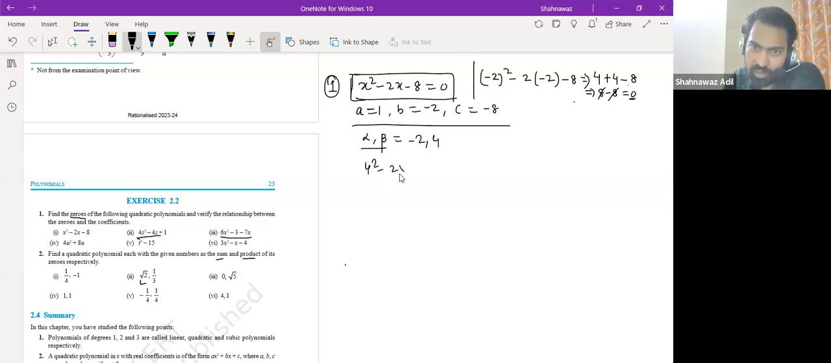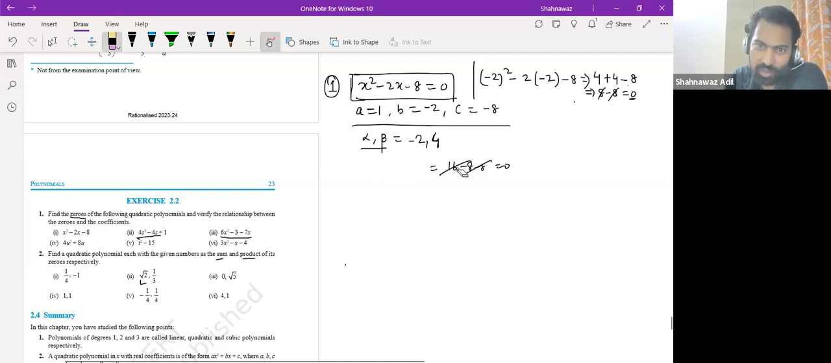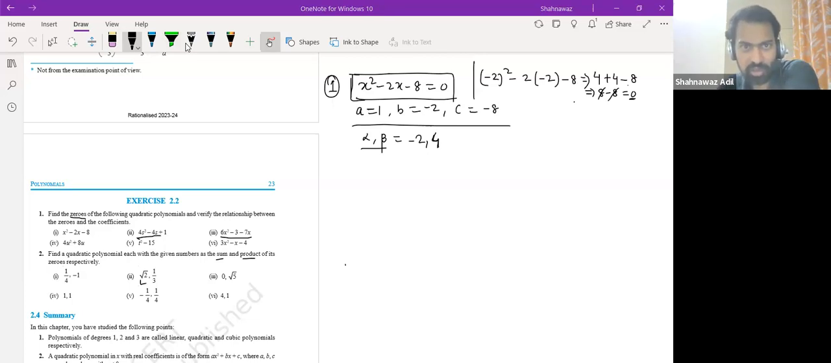4 square minus 2 into 4 minus 8: 16 minus 8 minus 8. Right. So this one is also zero. Yes, Amira and Hashim, what did you guys get? Hami, oh, you have just joined, right? Yeah, you joined late. 40 minutes have passed, right? Okay, so I will repeat that in the next class. Yeah, Hashid, you also got -2 and 4.